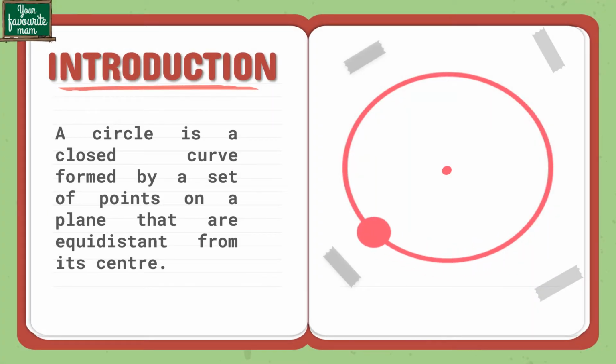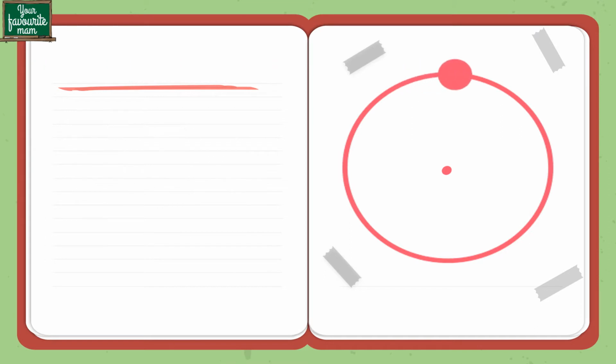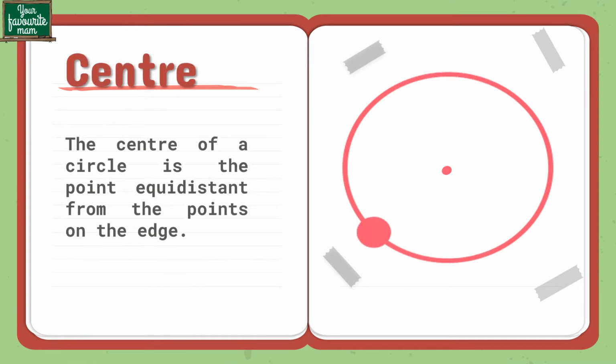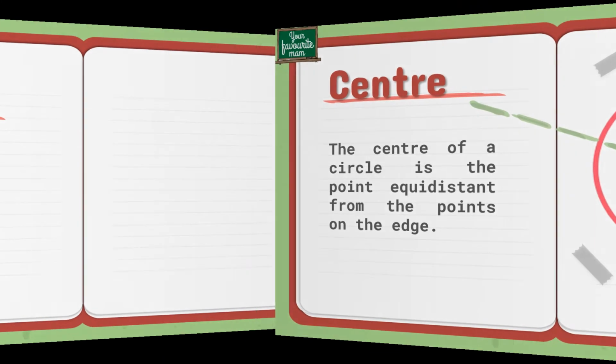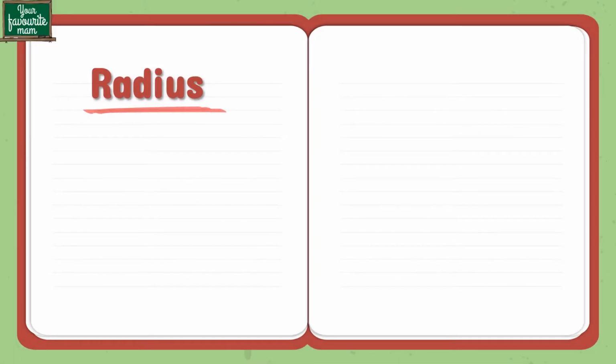A circle is a closed curve formed by a set of points on a plane that are equidistant from its center. A center, however, is the point of a circle that is equidistant from the points on the edge. Now center was one of the main parts of a circle, but there are many other parts. Let's study them one by one.